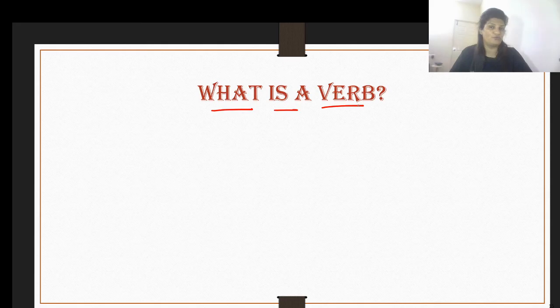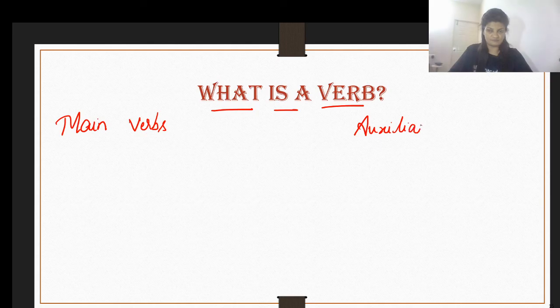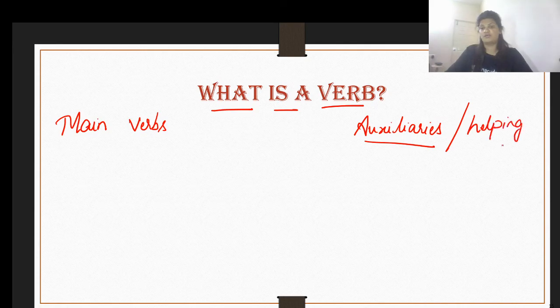What is a verb? Well, verb is a word that denotes the action in a statement. All right. Under this section, we have two different types of verbs. Number one, we have main verbs. Number two, we have auxiliaries. We have auxiliaries, which are also referred to as helping verbs. They are called as helping verbs because they help the subject in connecting or in linking with the main verb. Well, what are main verbs?